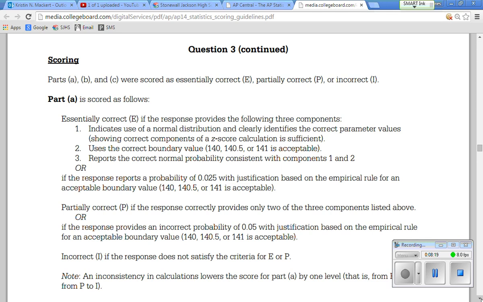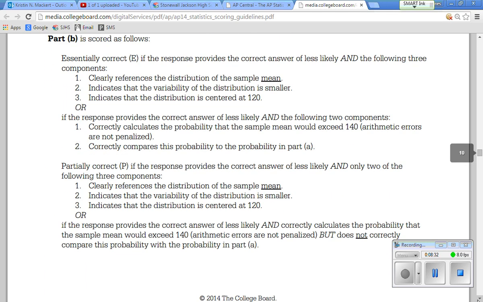How many of us, how many think you got an E on that one? 5 of us? I wish there were more. All right, it's partial if you just did 2 of the 3. Let's look at part B. So part B, we have to clearly reference the distribution of a sample mean.